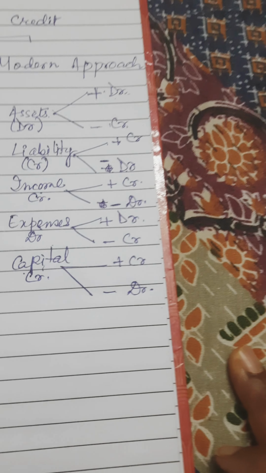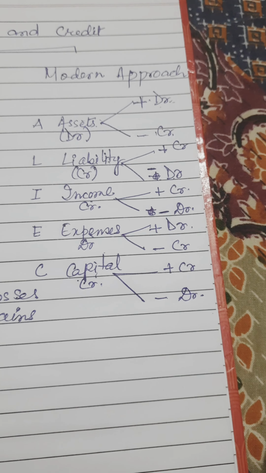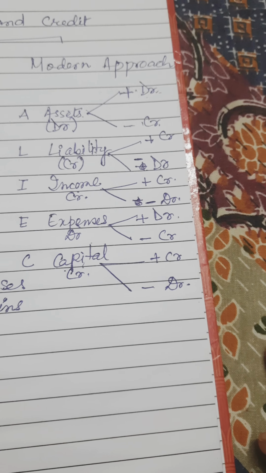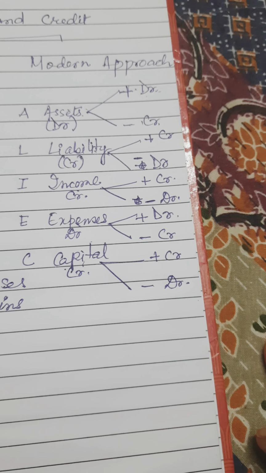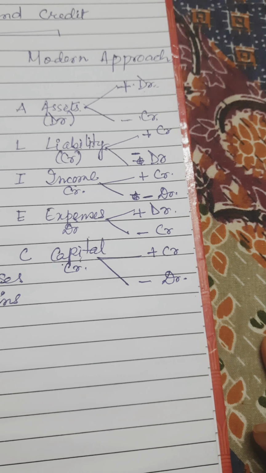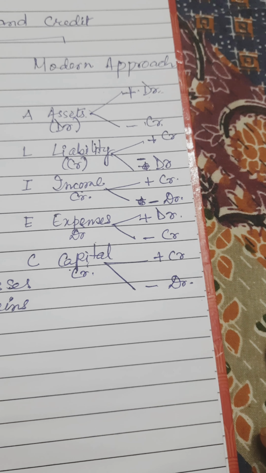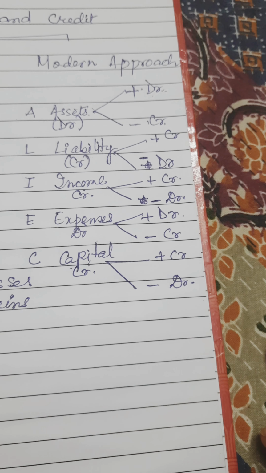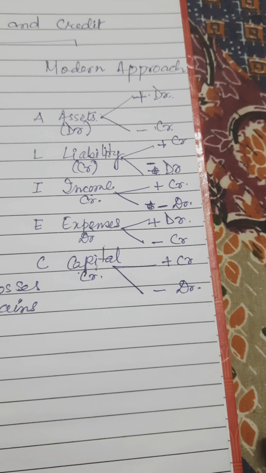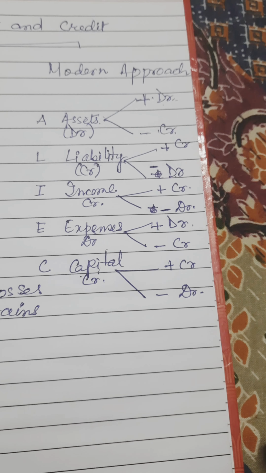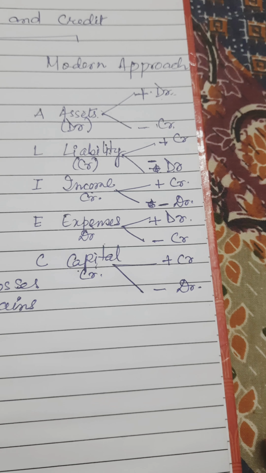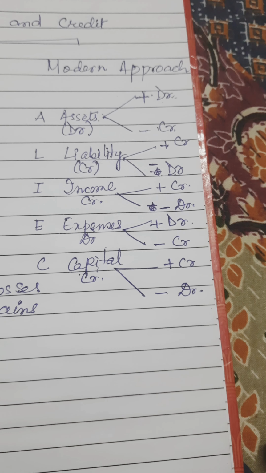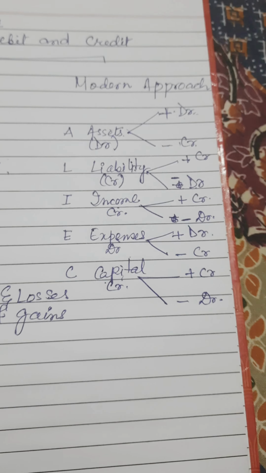So please take note of these rules. Increase in asset will be debited, decrease in asset will be credited. Increase in liability will be credited, decrease in liability will be debited. Increase in income will be credited, decrease in income will be debited. Increase in expenses will be debited, decrease in expenses will be credited. Capital increase is credited, capital decrease is debited.